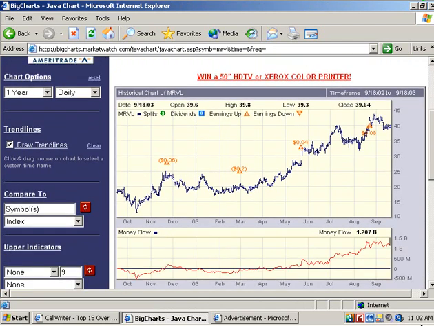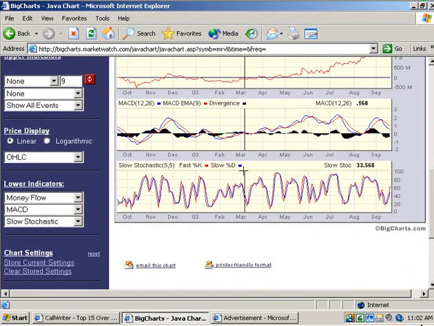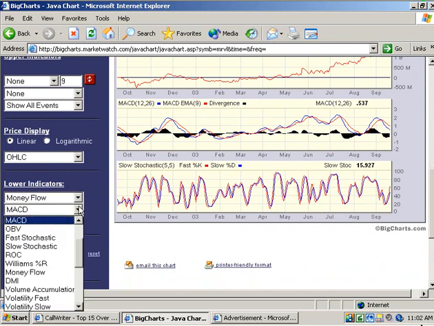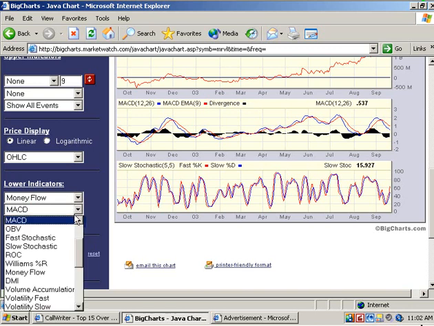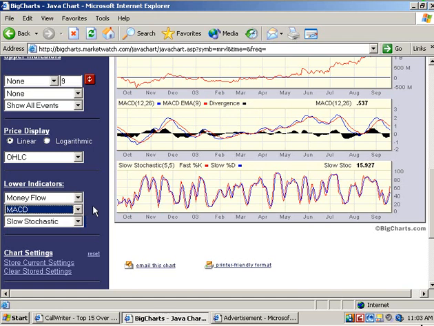Okay. Then we're going to go all the way down to where we see lower indicators. And right here, we see three different indicators. We want the first one to be set on money flow, the second one to be set on MACD, the third one to be set on slow stochastics. If it's not already set there, you have a drop down by each one of those. You can just set it. And after you get it set, the first one money flow, second one MACD, and third one slow stochastics, you want to go down to the store current settings link and click on it. What that does, it will lock those indicators in, and therefore, if you close out of bigcharts.com and come back in, they will automatically be set up and you don't have to reset them.